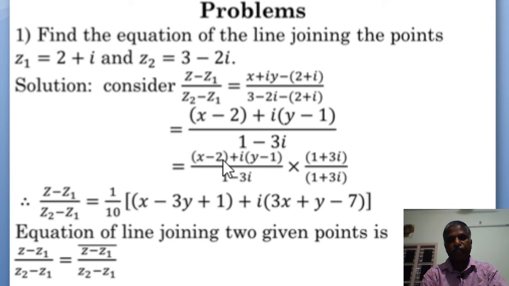On multiplication of x minus 2 with 1 plus 3i and i into y minus 1 with 1 plus 3i, we get x minus 3y plus 1 plus i into 3x plus y minus 7. This is the real part and this is the imaginary part. Now the equation of line joining two points is z minus z1 by z2 minus z1 is equal to its conjugate. Here the conjugate is just changing the sign of the imaginary part, that is minus i into 3x plus y minus 7.